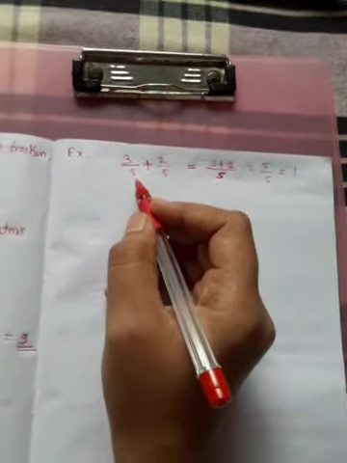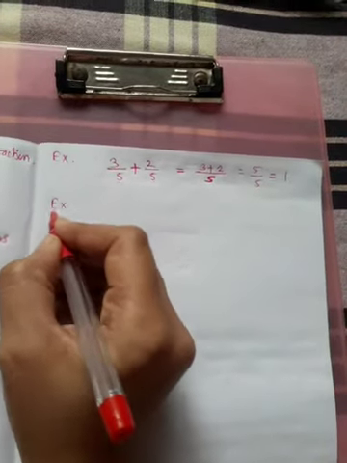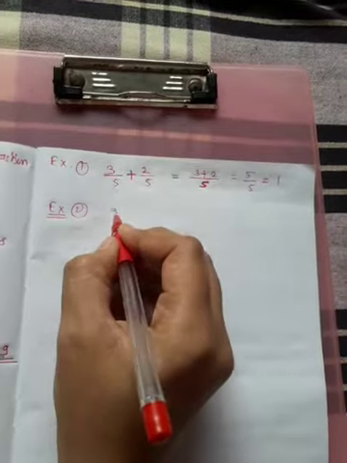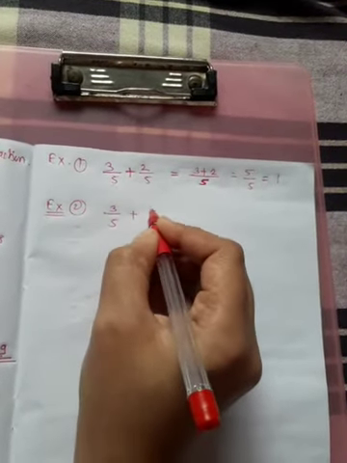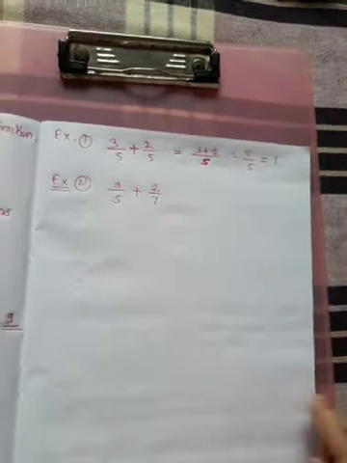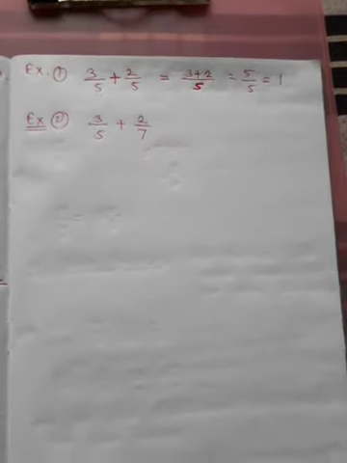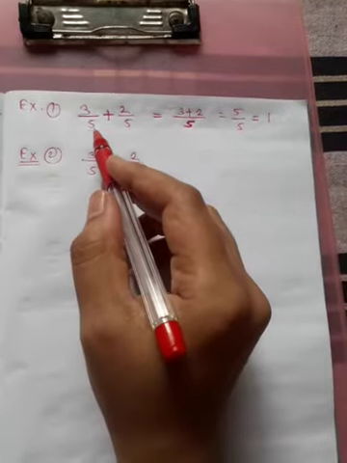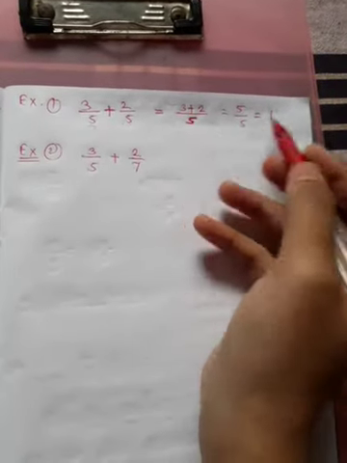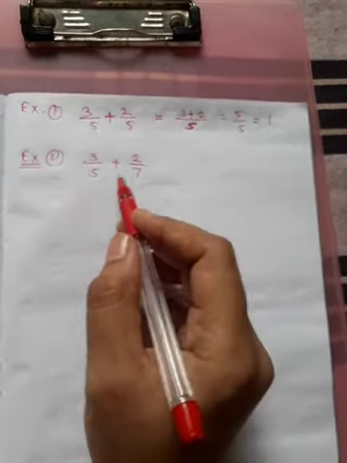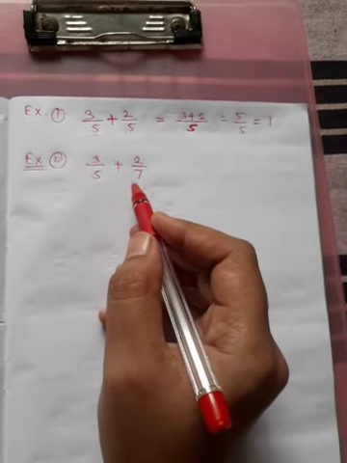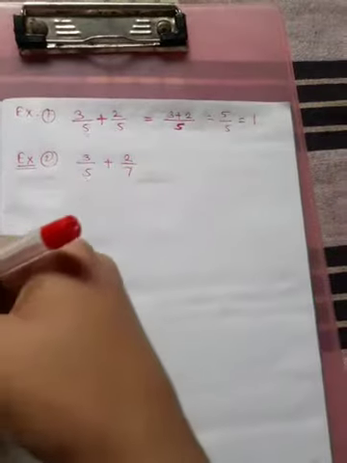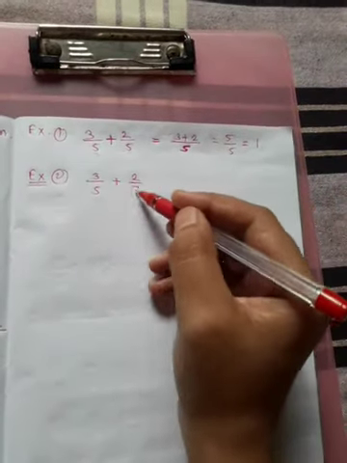Now what about if I take 3 by 5 plus 2 by 7? What do we have to do here? The earlier ones were like fractions, so we could add easily. Here these are not like fractions, the denominators are not the same. So first make them like fractions, and in the previous example I explained how to make them like fractions.